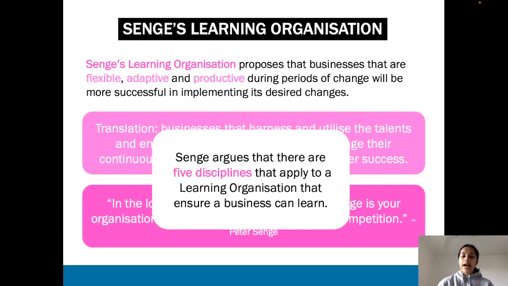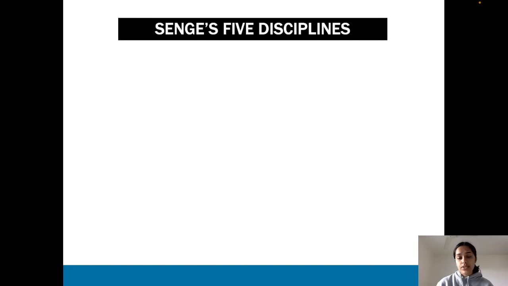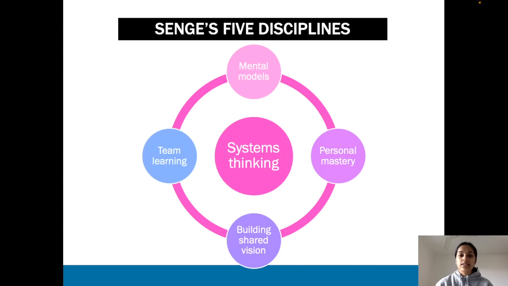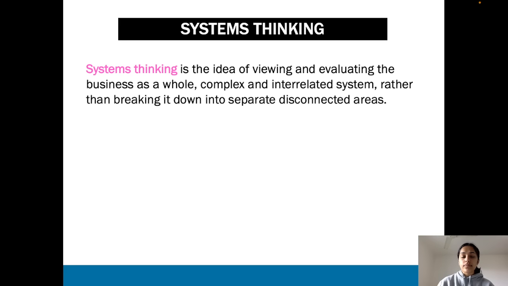Cool. So Senge argues that there are five disciplines that apply to a learning organization that ensure a business can learn. So these are the five disciplines: mental models, personal mastery, building shared vision, team learning, and systems thinking, which is the overarching discipline, and then the other four are the sub-disciplines. So there are five disciplines altogether, but systems thinking is, they say, the overarching one.